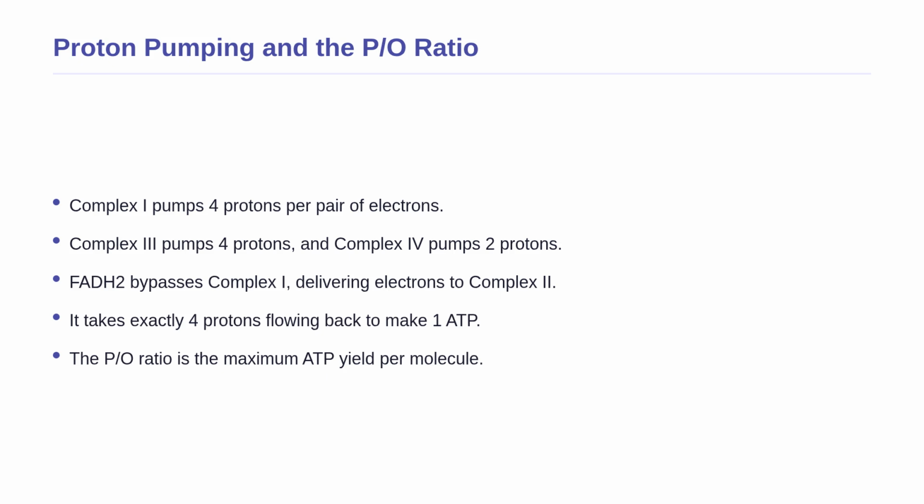However, the carrier FADH2 is different. It bypasses complex 1 entirely and delivers its electrons directly to complex 2, which pumps 0 protons. To turn this proton gradient into usable energy, it takes exactly 4 protons flowing back through ATP synthase to make one ATP molecule. The maximum ATP yield for a given electron carrier is known as the P/O ratio.